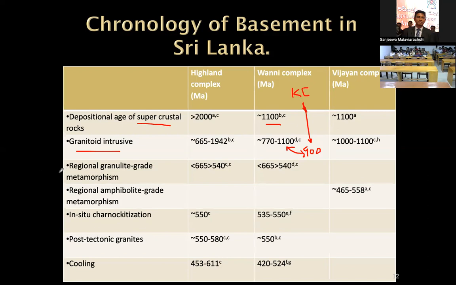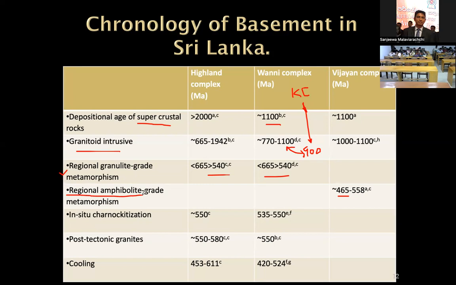The granulite grade metamorphism is the same, like 540 to 665 age is there, right? For all the complexes, including Highland complex and Vanni complex, you have this common age. But for the Vijayan complex, a little bit younger ages are also there as metamorphic ages. That means 450 plus ages are there, and the predominant metamorphism in the Vijayan complex is amphibolite grade. Okay, so you have to keep that in mind.